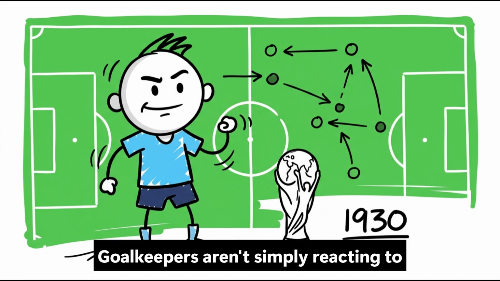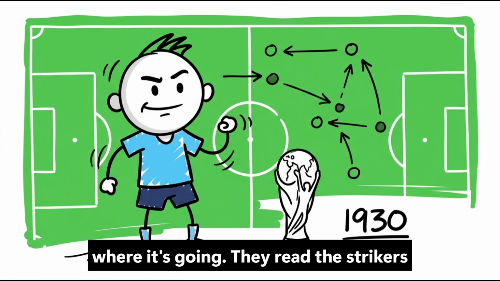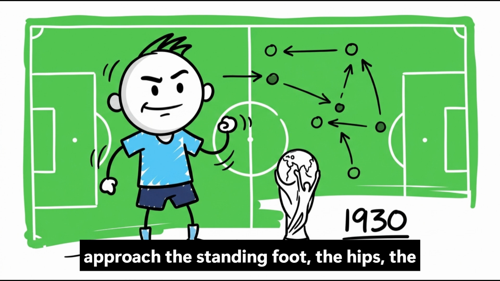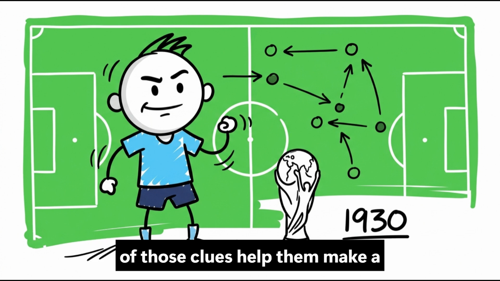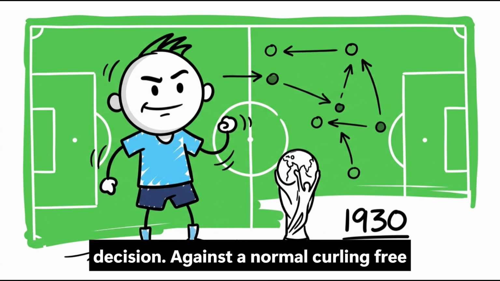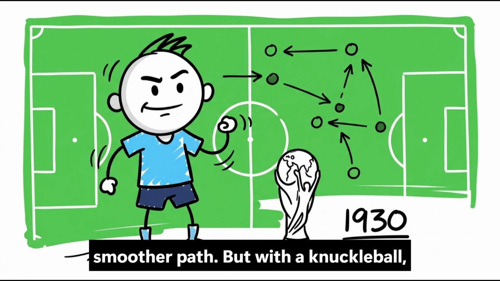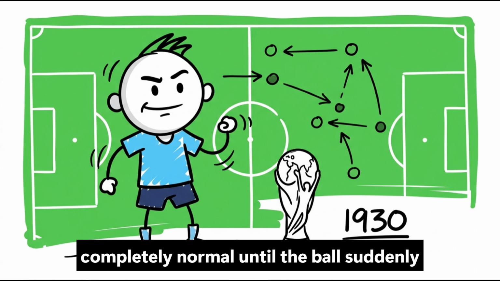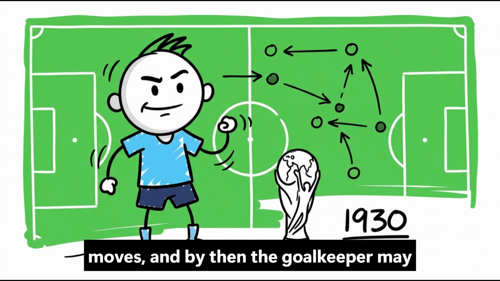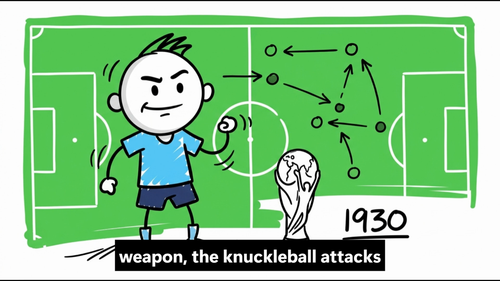Goalkeepers aren't simply reacting to where the ball is. They're predicting where it's going. They read the striker's approach, the standing foot, the hips, the kicking leg, the initial trajectory. All of those clues help them make a decision. Against a normal curling free kick, the ball generally follows a smoother path. But with a knuckleball, the initial trajectory can look completely normal until the ball suddenly moves. And by then, the goalkeeper may already have committed. That's the real weapon. The knuckleball attacks prediction.